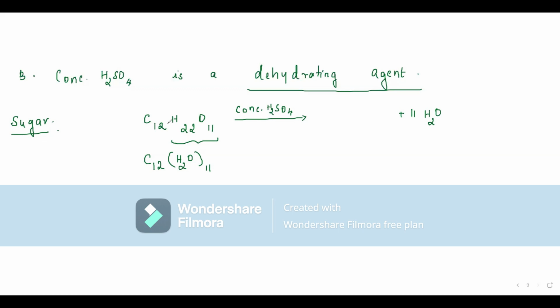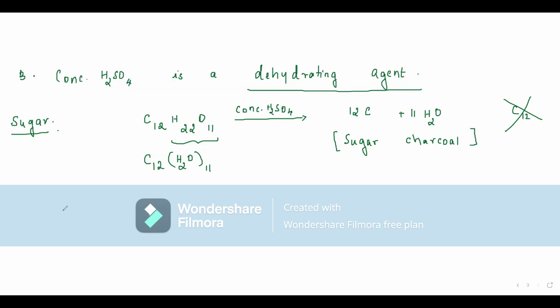Along with that, you are getting 12 atoms of carbon. Do not write C12, that's wrong. It is 12 atoms of carbon, which is called sugar charcoal. So the product here is sugar charcoal.